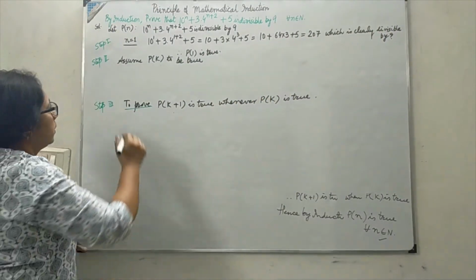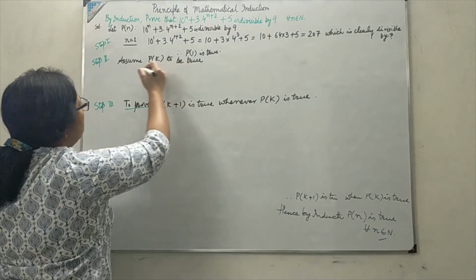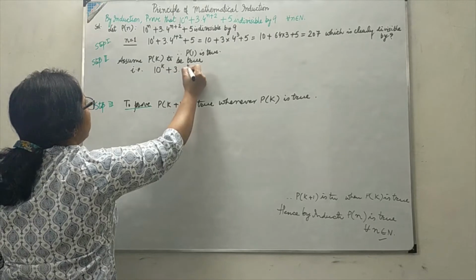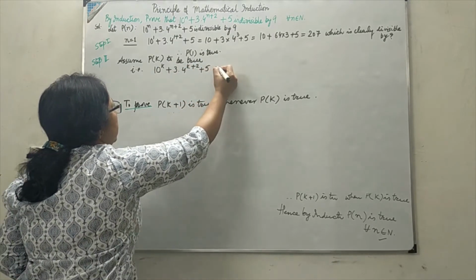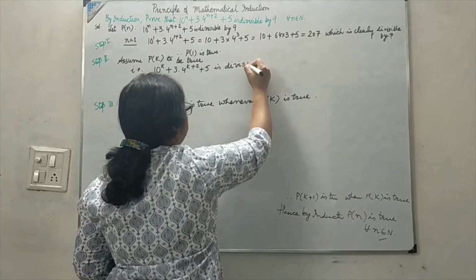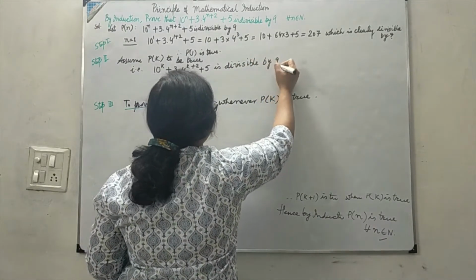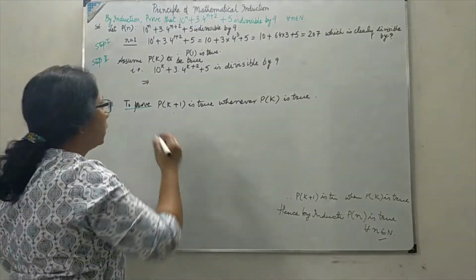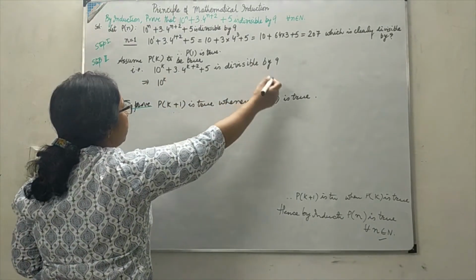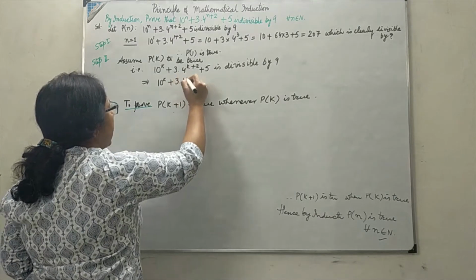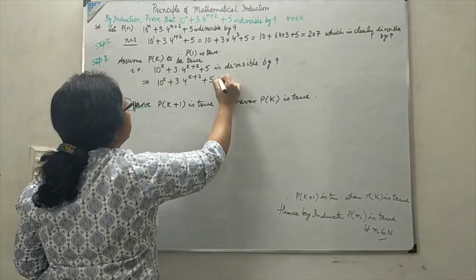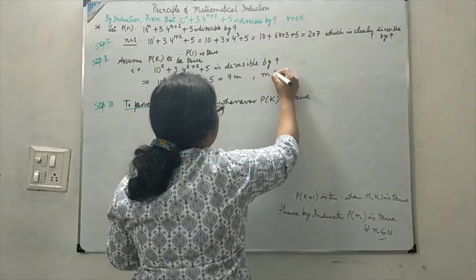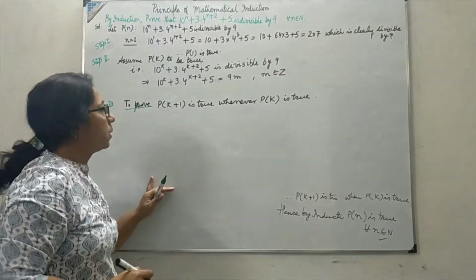Now moving to step 2, assume Pk to be true. That means 10^(k+3) + 3·4^(k+2) + 5 is divisible by 9. Again, I want to use it in the next step, so I convert it into an equation. If it is divisible by 9, I can write it as 9m, where m is any integer. You know this is the set of integers, right?